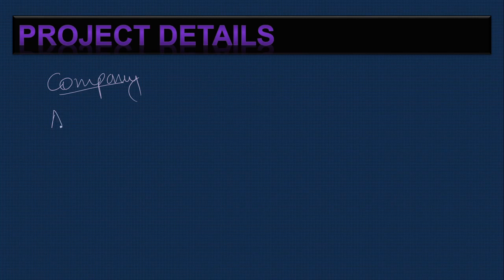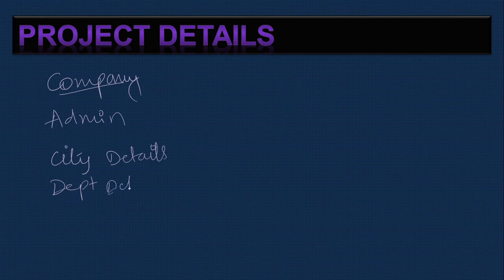On the company side, there is the admin part, where the admin can log in. He can enter some data, for example which cities he'll cover, the city details. Then what departments are covered in the hospital, and what specializations the doctors have. These are the department details. Also qualifications and professions we can enter from the admin side.